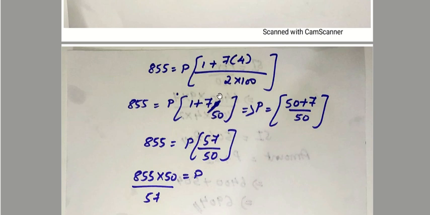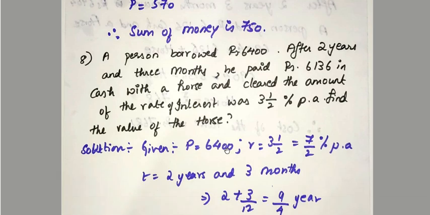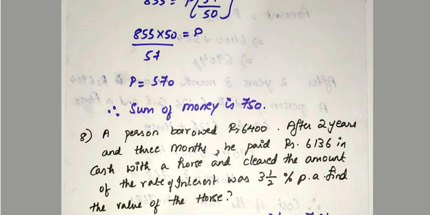How do we get this? You basically take the LCM and you get 57 divided by 50. So 855 into 50, cross multiply. Your denominator becomes a numerator on the left hand side, into 50 divided by 57, which is equal to the principal. So your principal is equal to 750. Therefore, the sum of money is 750. I repeat, the sum of money is 750, not 570.